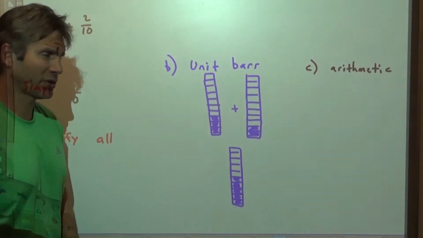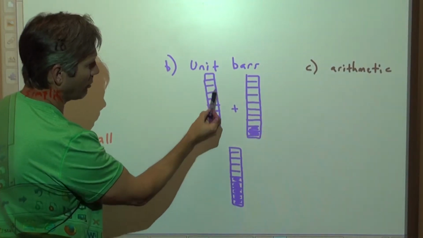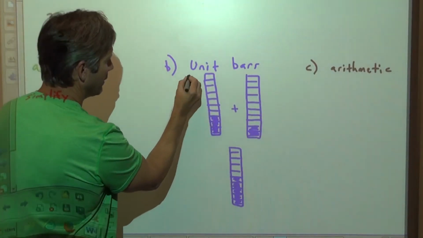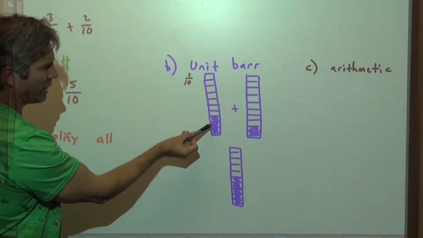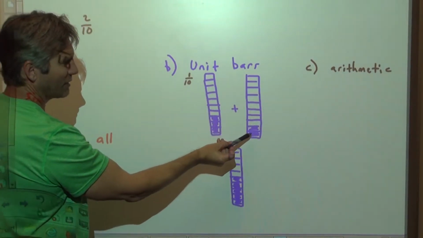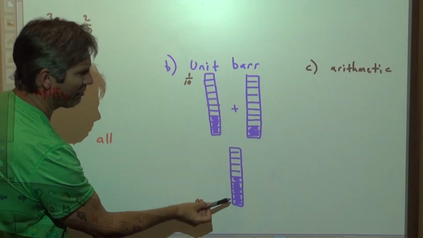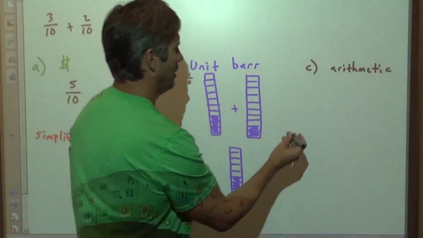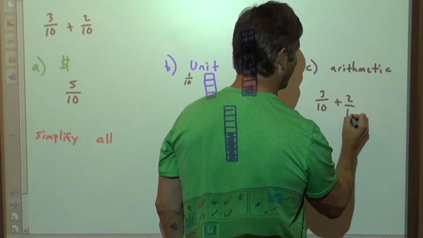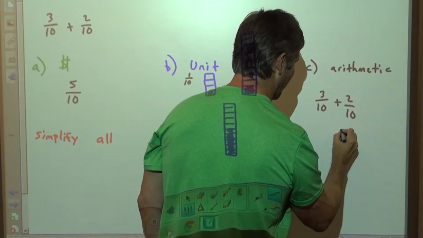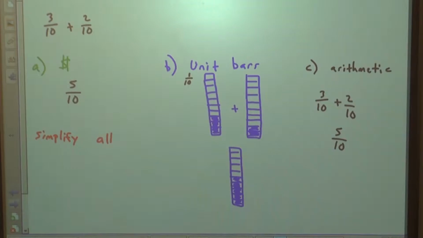Unit bars can visually picture this for us. You take one thing, but you chop it up into 10 equal parts. Each part is 1/10. How many of the tenths do we have? We have 3 of these tenths. We add to that 2 more of these tenths. So altogether we end up with 5 of the tenths. If we do this arithmetically, we have 3/10 plus 2/10, and we just add straight across and leave the denominator alone. Okay, so those are 3 different ways to do this.